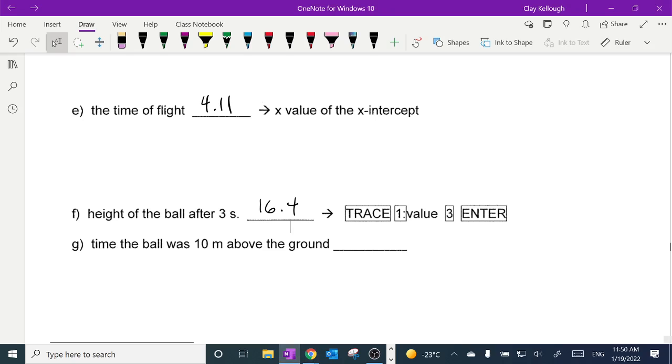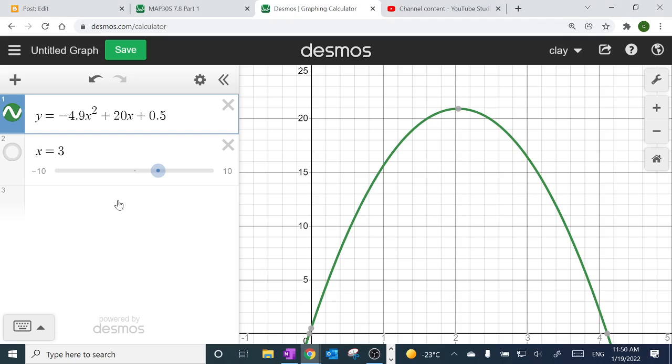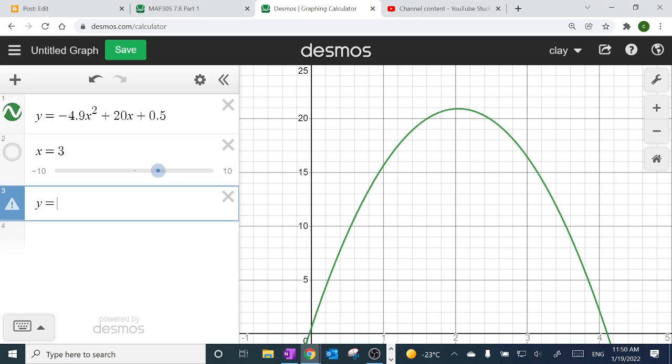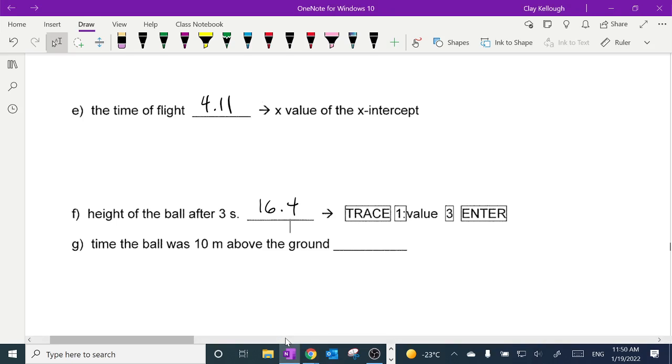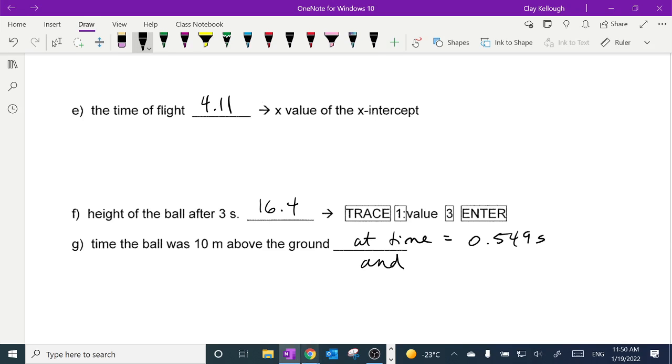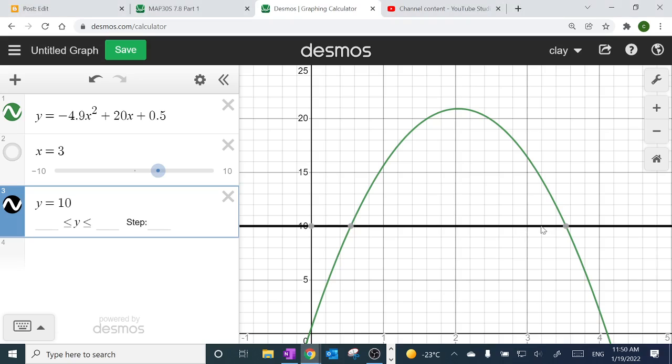And the same thing's true for the next one. The next one wants to know, when was it 10 meters above the ground? Why don't you just graph y equals 10? And there's 2 places, at the 0.549 second mark. And what's the other one? 3.533.